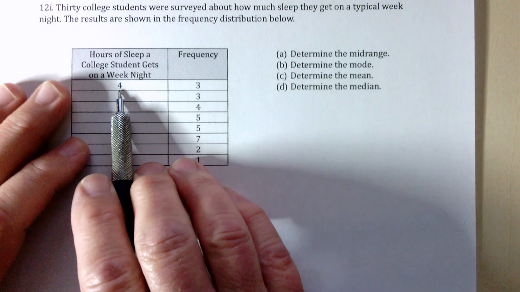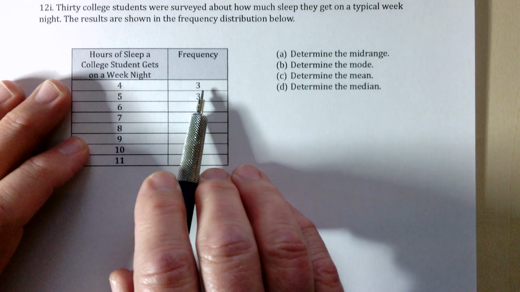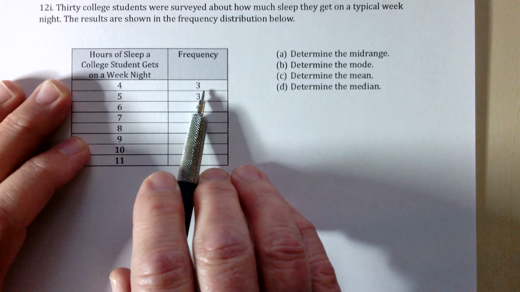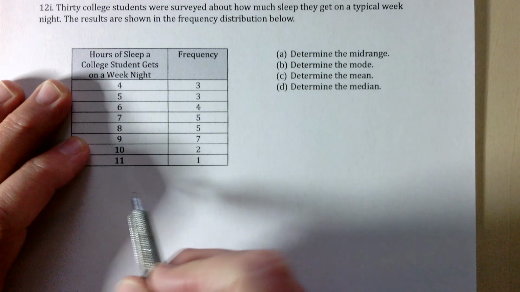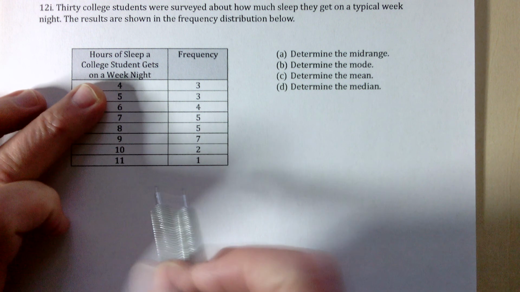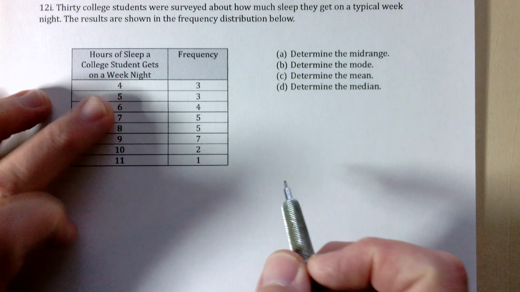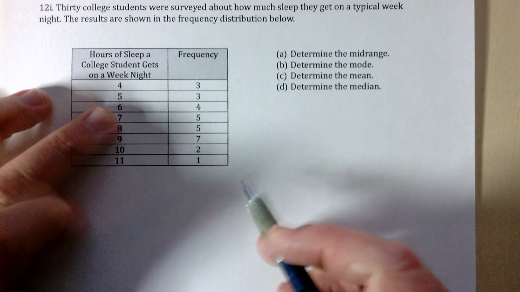4 hours of sleep. What this is saying is that three people reported that they got 4 hours a night. So if you were breaking out this data set, you would have to write the number 4 3 times. Then you'd have to write the number 5 3 more times. You'd have to write the number 6 4 times. The number 7 5 times. Okay? So that's how it's organizing this data.